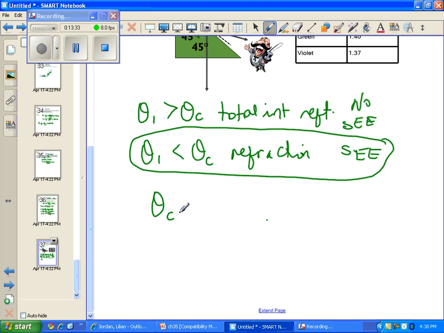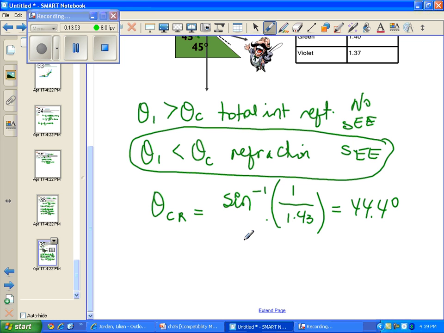Theta critical for red is equal to the inverse sine, and remember it's surrounded by air, so in all cases 1 is in the numerator, divided by 1.43, and that gives us a value of 44.4 degrees. Question, is 45 degrees less than 44? The answer is no, so the man will not see this color.